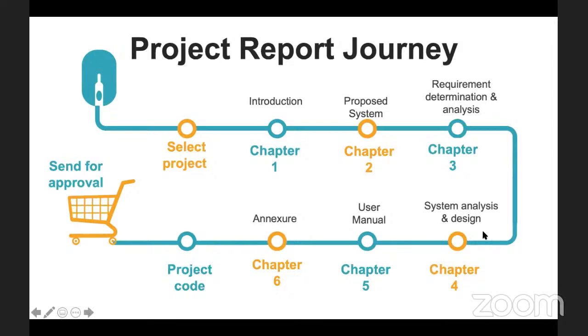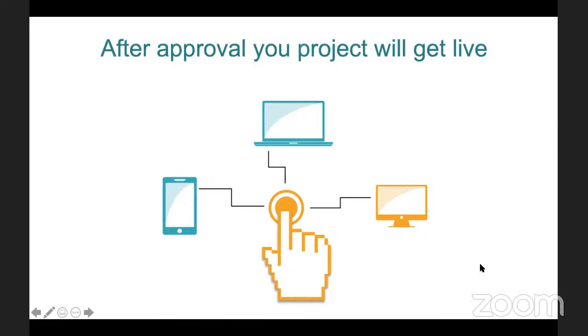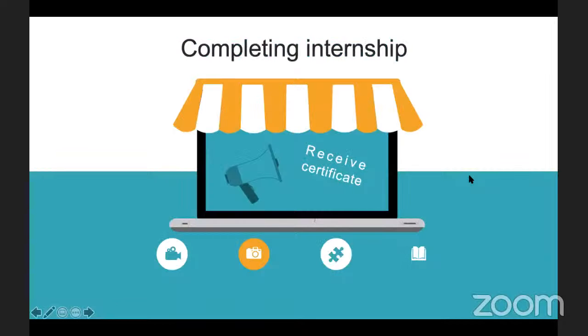After the completion of the sixth chapter, you have to submit your project code and send it for approval. It's not that it will be approved in the first attempt. No, it's not like that. If we think improvement is needed, we will guide you and tell you where the improvement is needed, and you can make the improvement and then submit it.